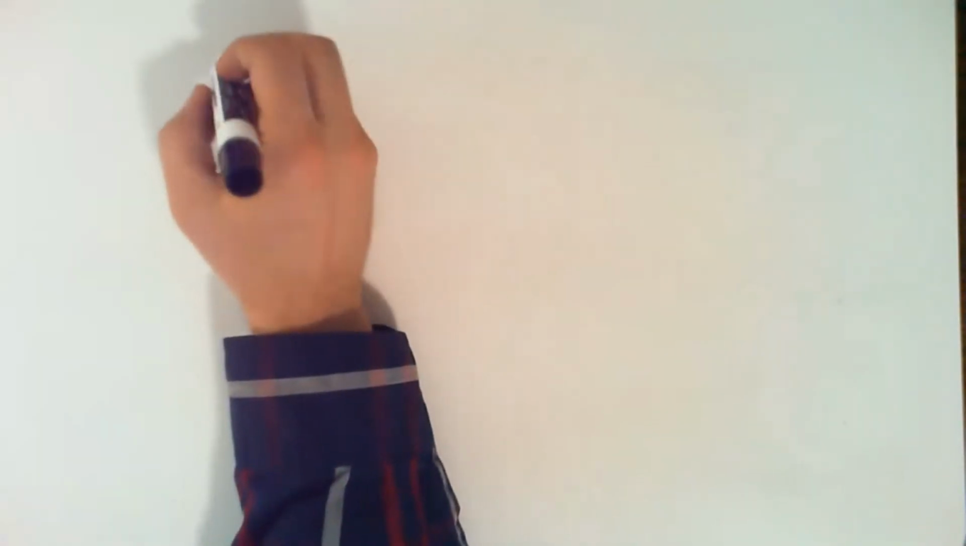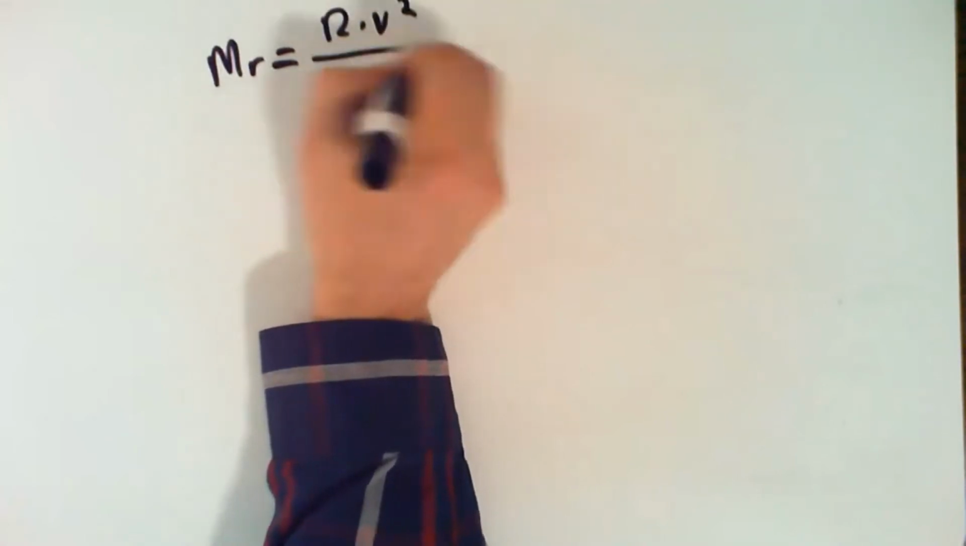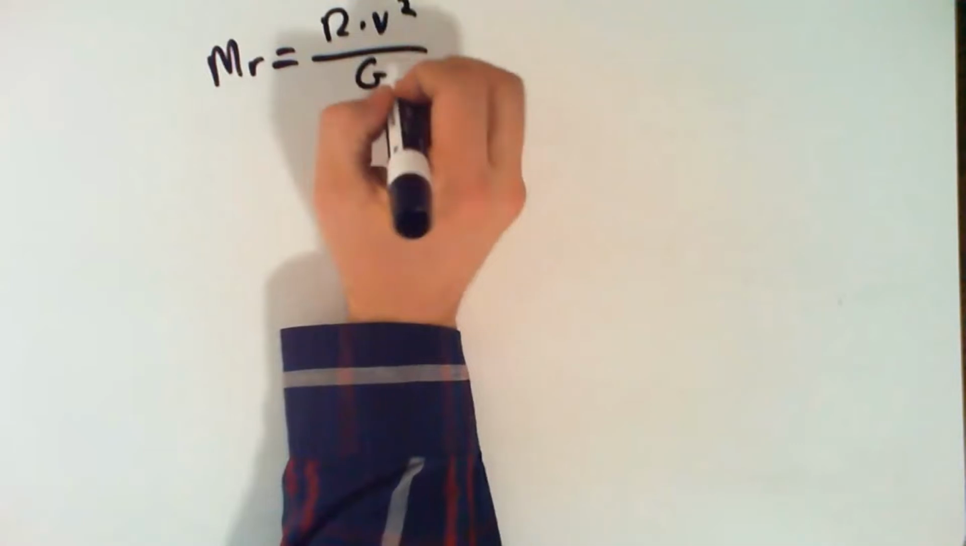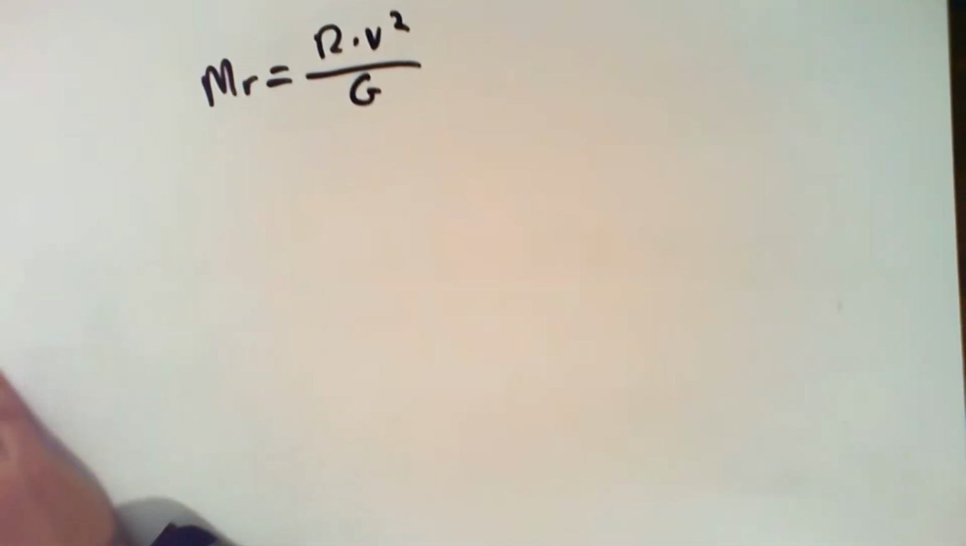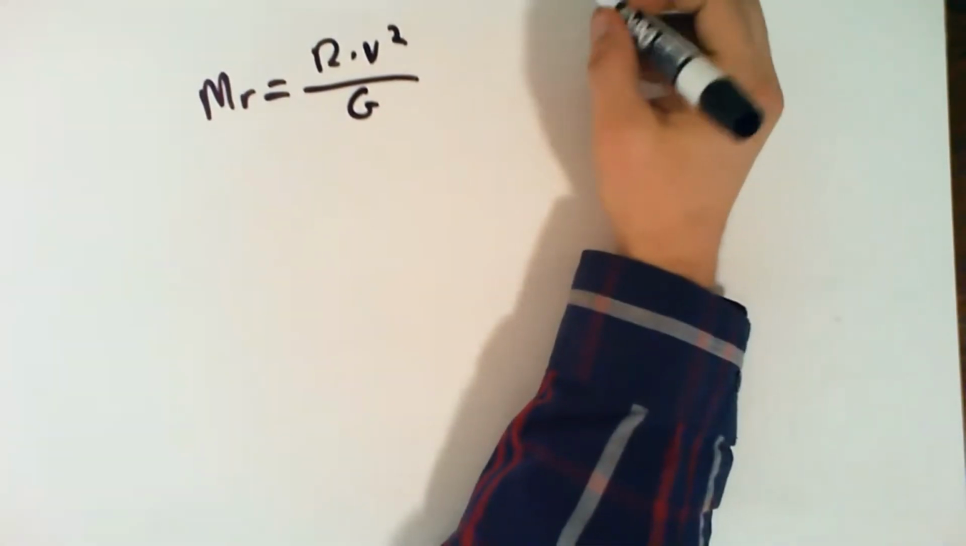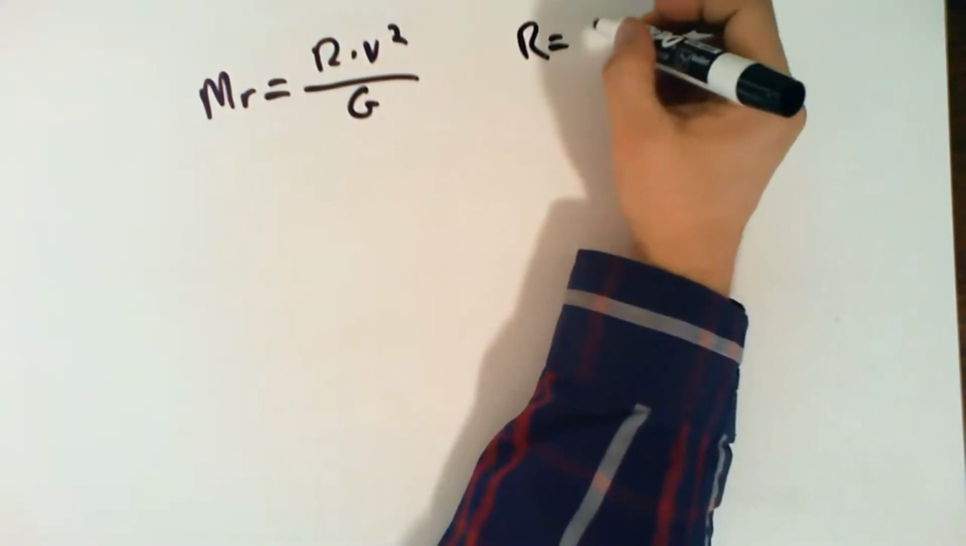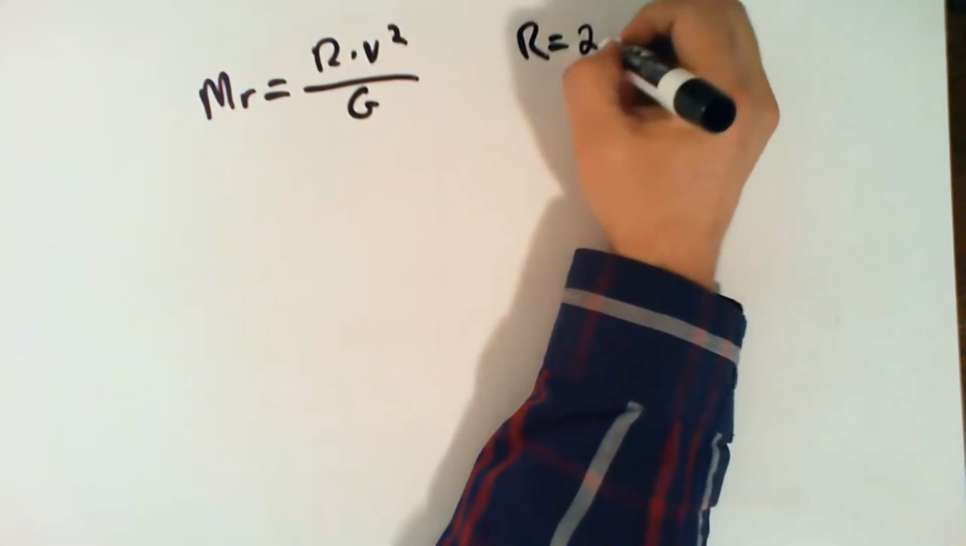Okay, lots of new space, new whiteboard. Let's actually do this. You might remember that our formula is M R equals r times v squared divided by G. And in this case, we happen to know what r and v squared are. R is our distance from the center of the galaxy. We've already written that number down in class on Tuesday. So R is 28,000 light years.